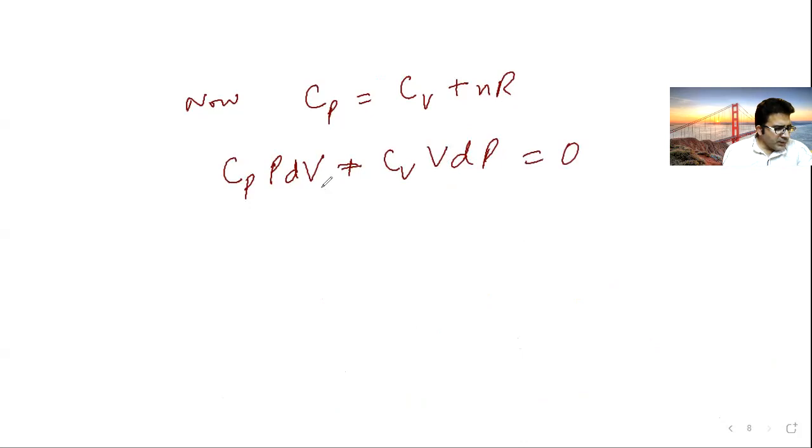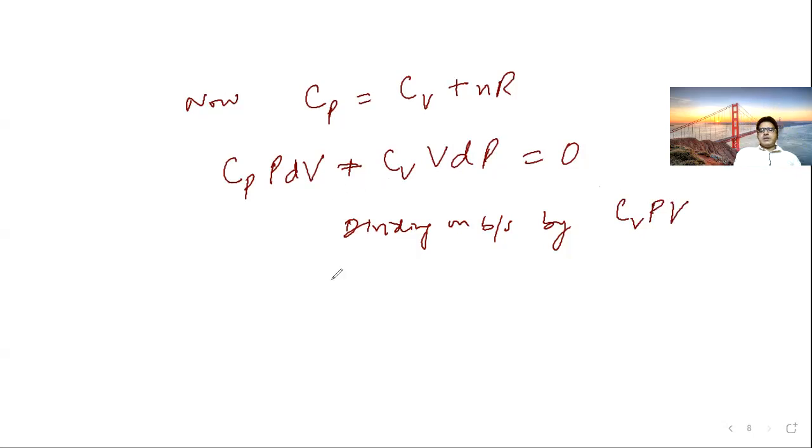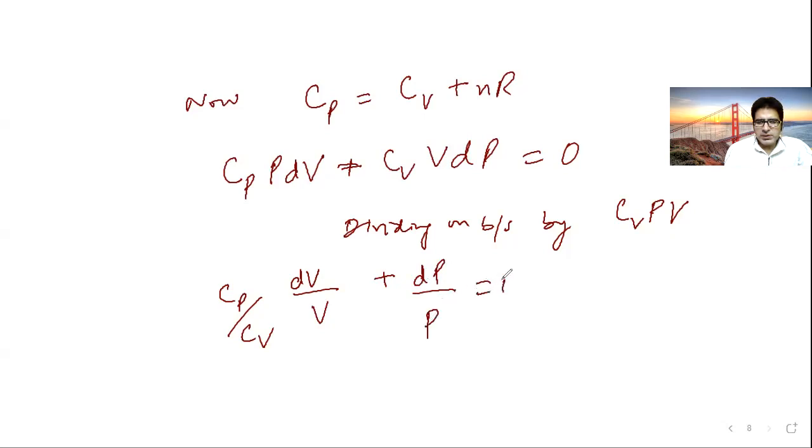That is my equation. Then what I do, I divide this whole thing on both sides by Cv PV, right? Why am I doing this? Actually, first I want to find the relationship between pressure and volume for an adiabatic process in order to calculate the work done by the gas. So when I divide this by Cv PV, I will get Cp by Cv dV by V plus dP by P is equal to 0, right?